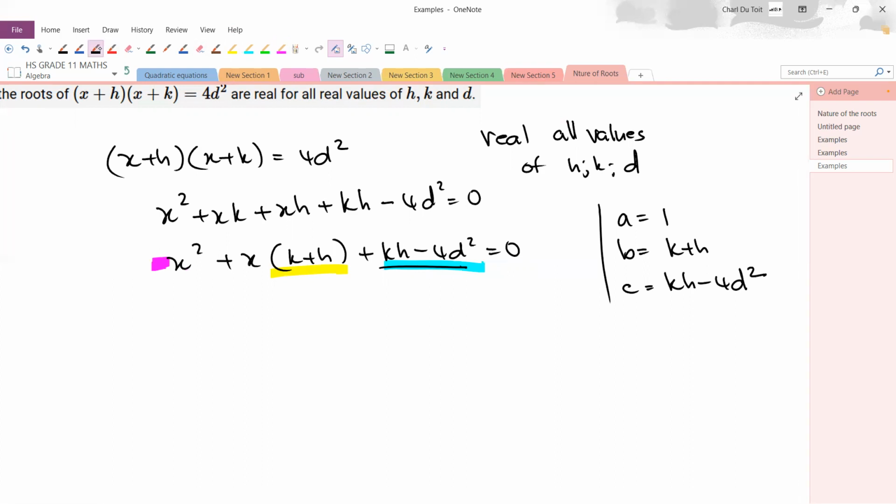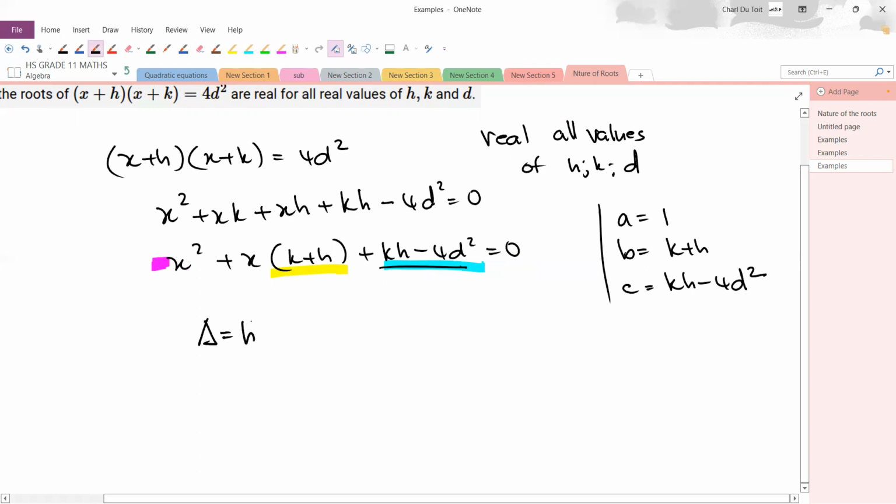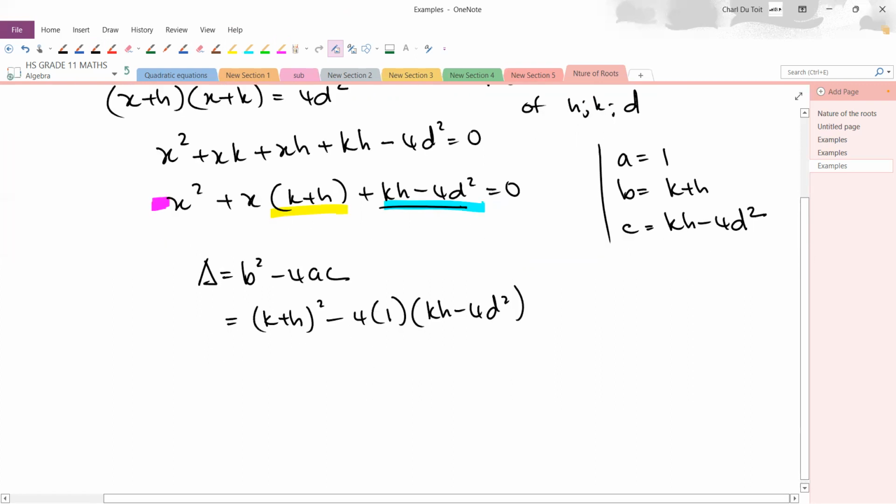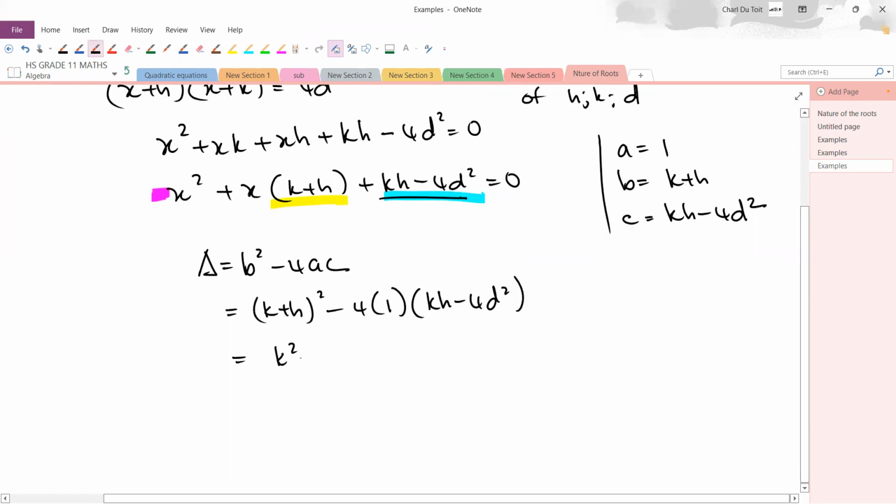Okay. So now delta equals b squared minus 4ac. Right, it's (k plus h) squared minus 4 times a times (kh minus 4d squared). Okay, I'm going to square that first thing. k squared plus 2kh plus h squared. And I'm going to multiply the 4 there. Negative 4kh plus 16d squared.